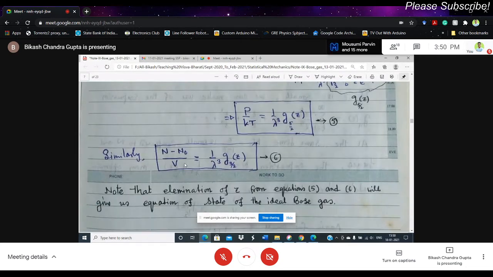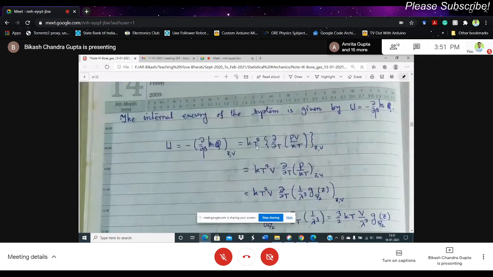Well, now you see, N minus N0 by V, again we have this expression. So now at this moment, after doing all sorts of things, basically we have equations 5 and 6. These two expressions are the main expressions here. Okay, we have now to go ahead with these final expressions. Now you see, if you eliminate z from these, because you see the parameters P, kT, lambda, and N, if you eliminate z from these two, then you will have a relation between P, kT, N, V, and so on, and therefore that will give you the equation of state for the Bose gas. That is the equation of state for non-interacting particles obeying Bose statistics.